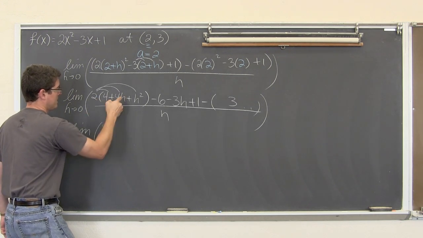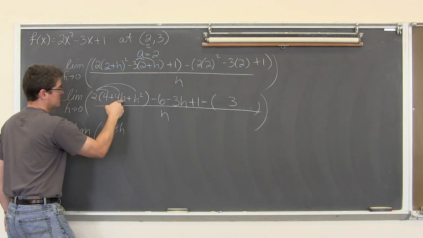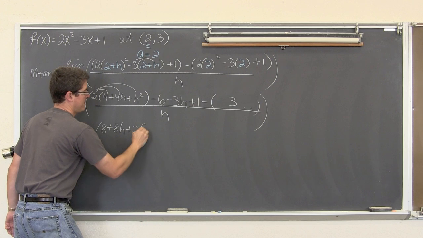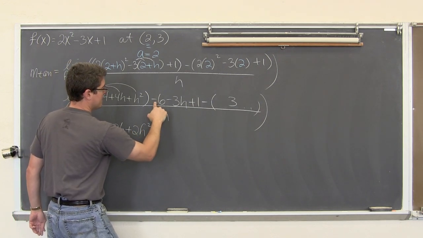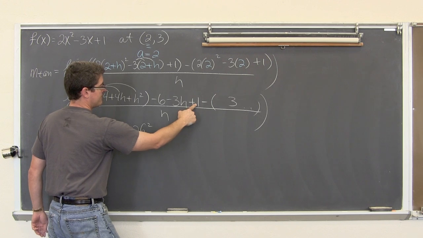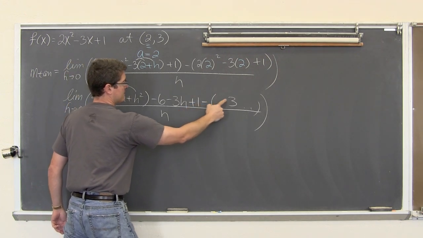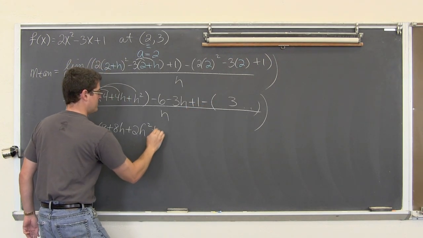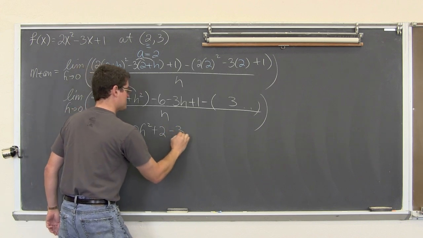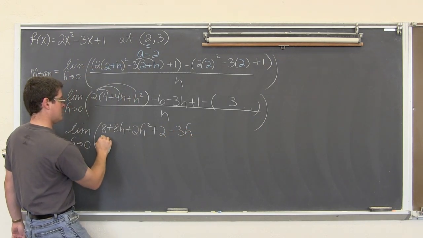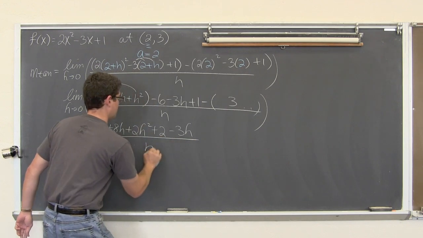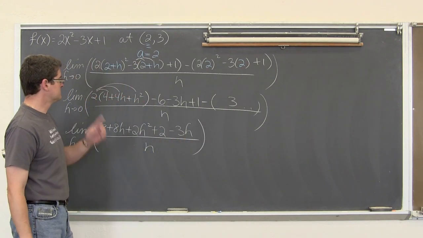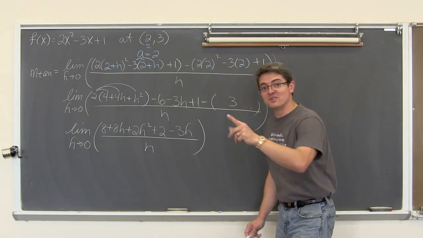8 plus 8h plus 2h squared. Well, negative 6 and 1 is 5. And 5 minus 3 is 2. Minus 3h all over h. Okay, do you see my mistake?